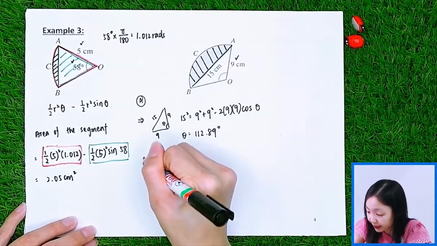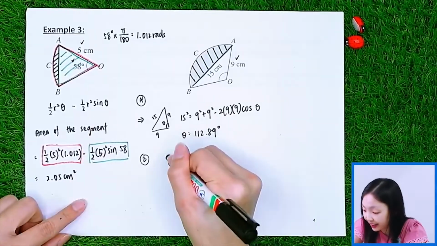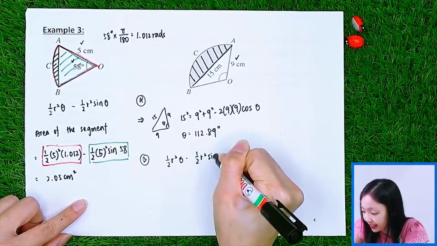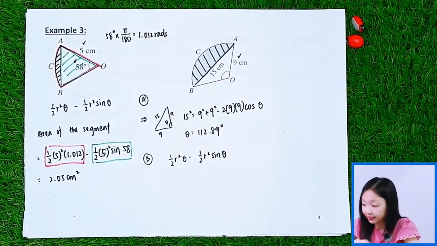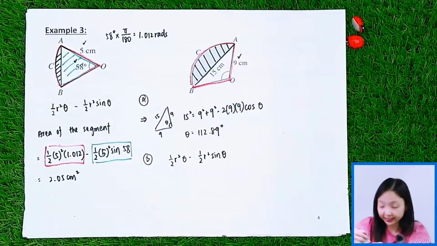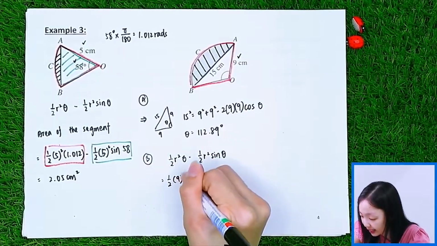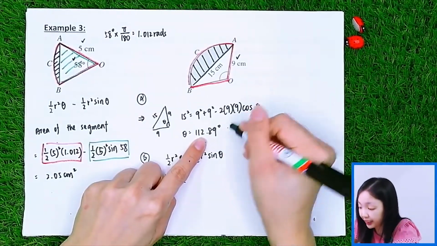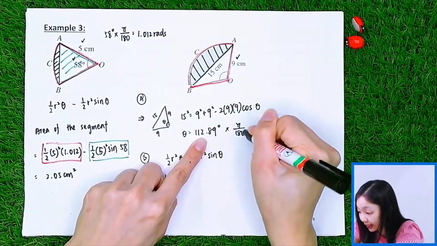So part B, you can directly find your segment by using this formula: 1 over 2 r squared theta minus 1 over 2 r squared sine theta. So 1 over 2 r squared theta is the whole sector. Here r is 9 cm. The theta has to be in radians, so you have to change it by multiplying by pi over 180.